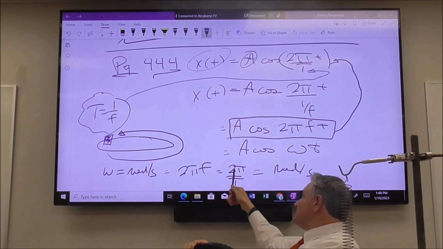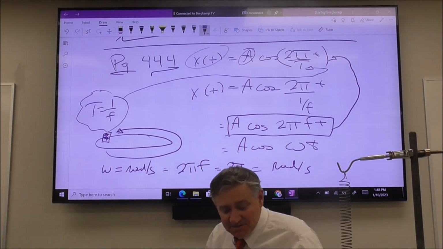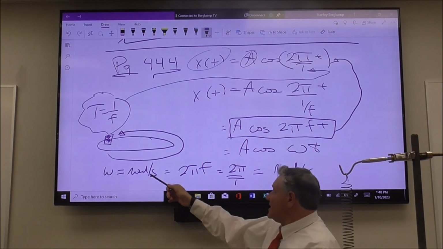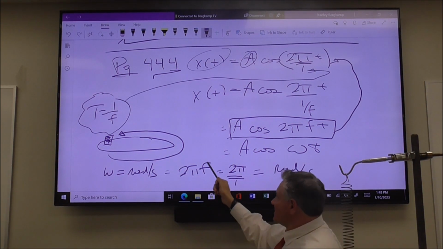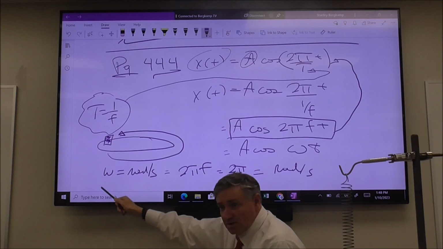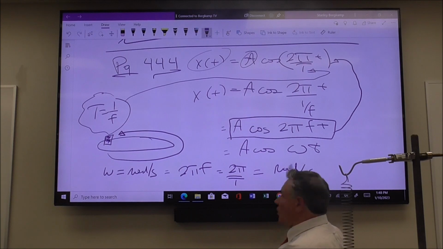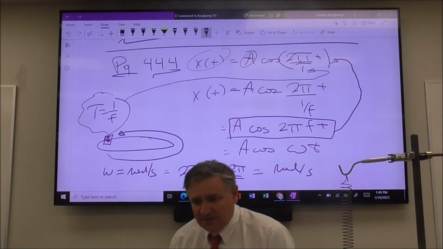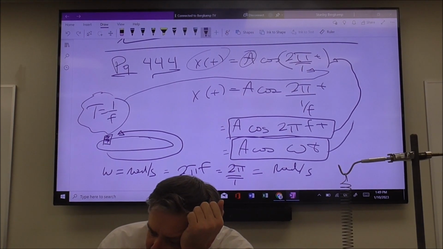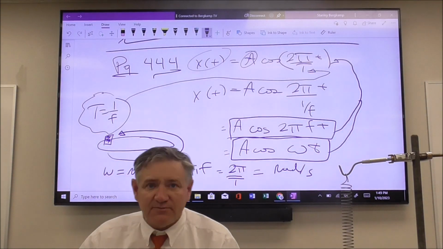Since this is 2 pi f, and that's what omega is, here's the big substitution. Omega can equal 2 pi f. So I can take 2 pi f and substitute it for this omega. So you can also see this written as cosine omega t. Here's what I want you to see. Even though they look completely different, all 3 of these equations are fundamentally the same. It just depends upon what you're given in the problem.